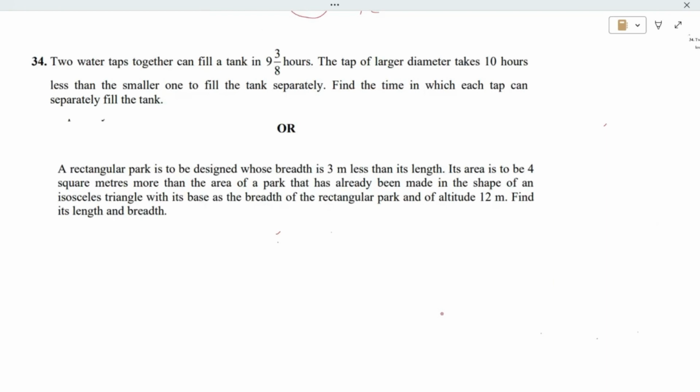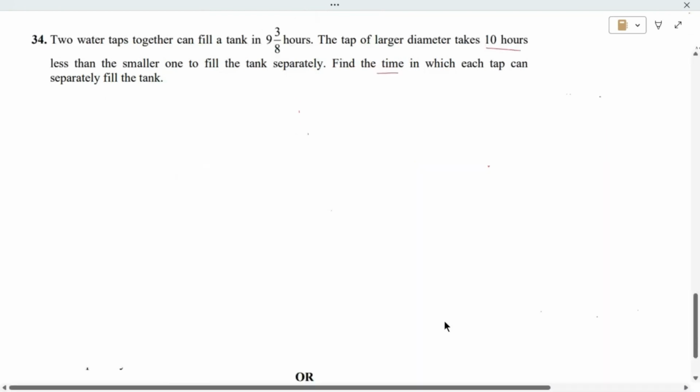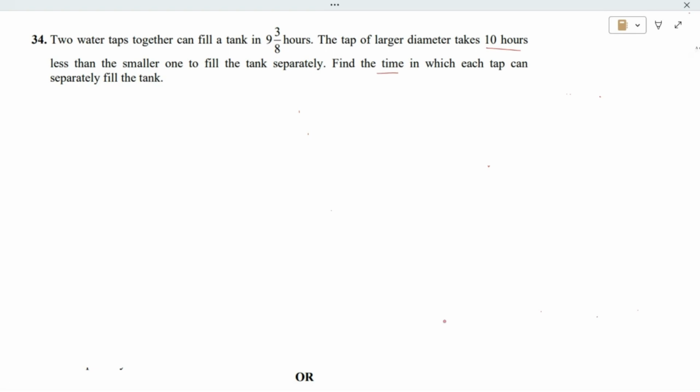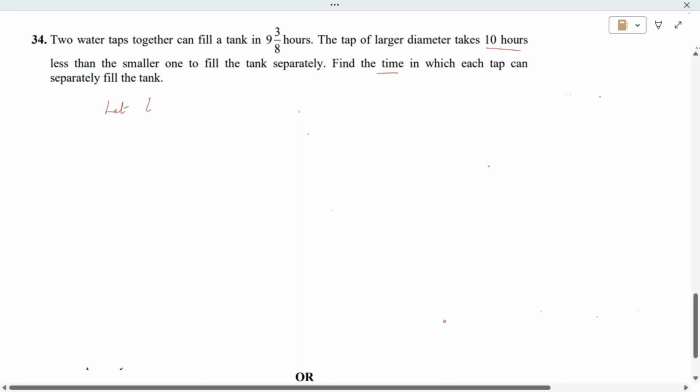Question number 34 has an internal choice question. Let's do one by one. Two taps together fill a tank in 9 3 by 8 hours, isn't it? The tap of the larger diameter takes 10 hours less than the smaller one to fill the tank separately. So there are two taps with different diameters. One is a smaller and one is a larger. And it takes different time to fill the tank respectively, isn't it?